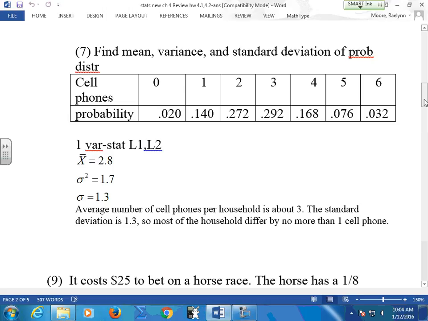And they ask you to interpret. The interpret just means, when I get a mean of 2.8, what the heck does 2.8 cell phones mean to me? It means that the average number of cell phones per household is about 3. It's close to 3. The standard deviation we know, and the variance really doesn't mean as much to us right now. The standard deviation will start meaning a little bit more to us pretty soon. So they're within plus or minus 1 of each other, kind of.